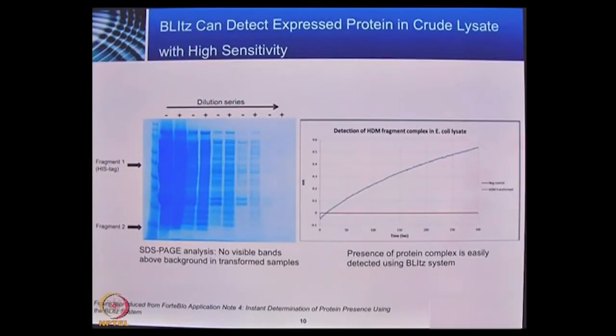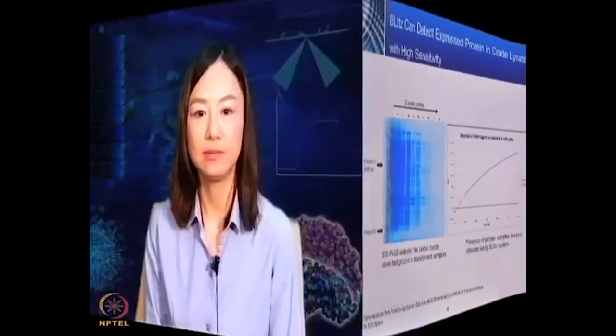Between the two proteins, one of them has been His tagged, so we can use anti-His antibody to detect that particular fragment. We express these two proteins simultaneously in E. coli, and we run the cell lysate on an SDS-PAGE gel. From this gel, we cannot tell whether the two proteins are expressed in the E. coli or not, because there is very high background on the SDS-PAGE gel.